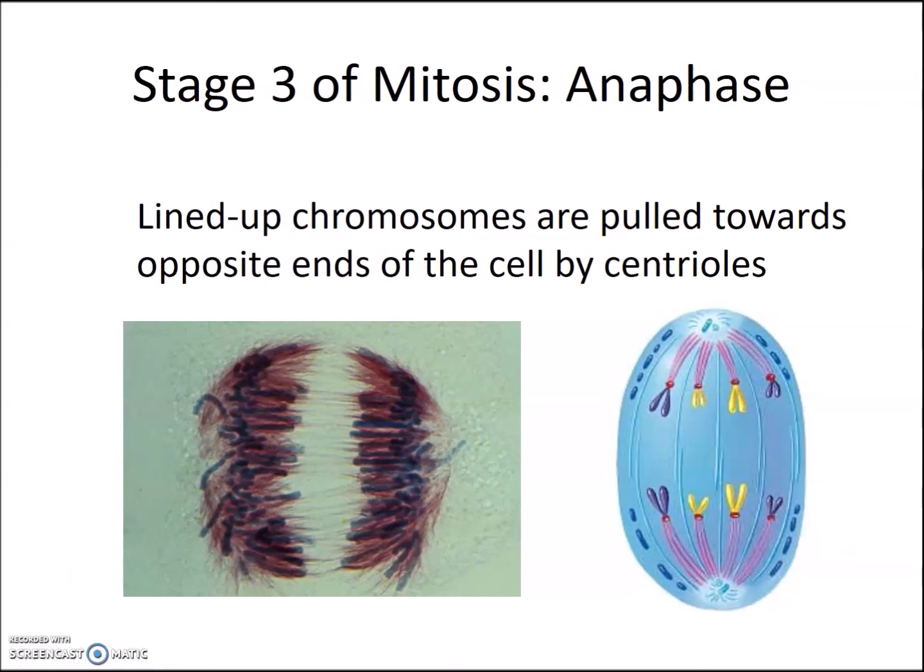Stage 3, anaphase. You can think of anaphase, starting with an A, as standing for away. The chromosomes are pulled away from each other from the middle of the cell, and now they're making their movement towards the ends of the cell by the centrioles.